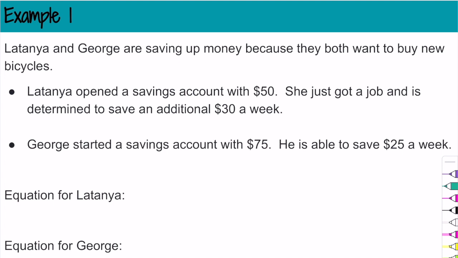So pause the video and I want you to try and write an equation for LaTanya and an equation for George. Keep in mind, when we see something like saving $30 a week, there's a constant rate of change there. So when we're trying to write an equation, we can try and write that equation in slope-intercept form, y equals mx plus b. Remember, m is your constant rate of change, that is your slope, and b is the y-intercept. So pause the video, write an equation for LaTanya and an equation for George, and when you're finished, you can start the video up again.